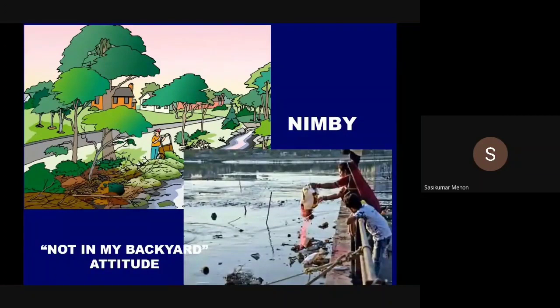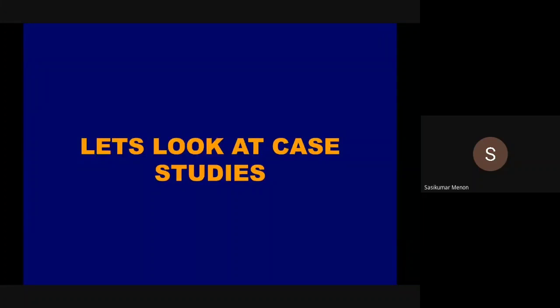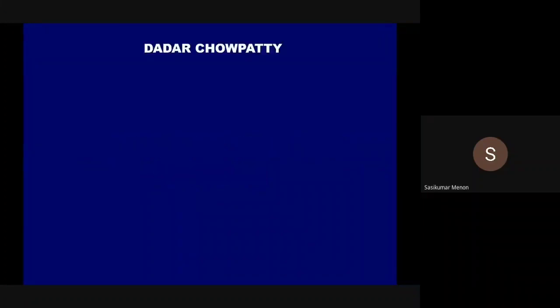Now, this is what we do. We take all our waste from a house and dump it in the nearby river. We don't mind the river getting spoiled, but our house should be clean and neat. That's the typical NIMBY attitude. Now, let's look at some case studies. Let's look at Dadar Chowpatty. I'm using this because I was involved in this particular case. I was one of the petitioners going to the Supreme Court for this particular cause.